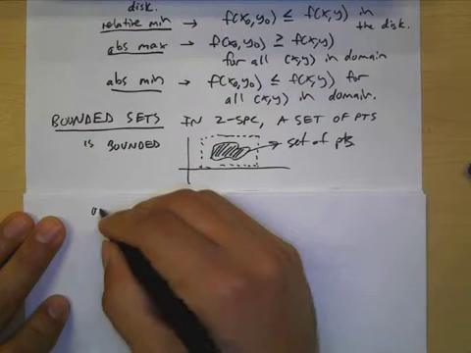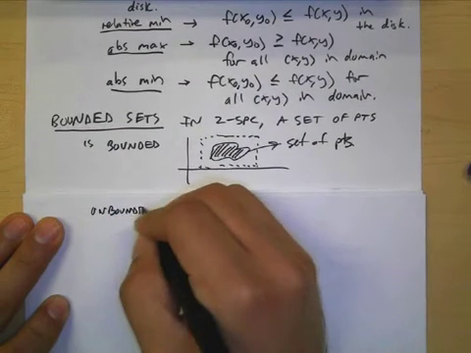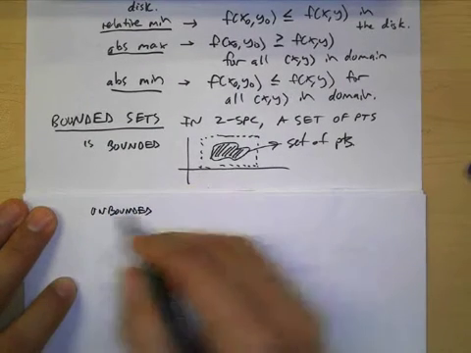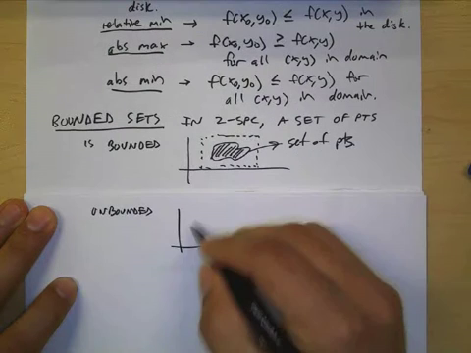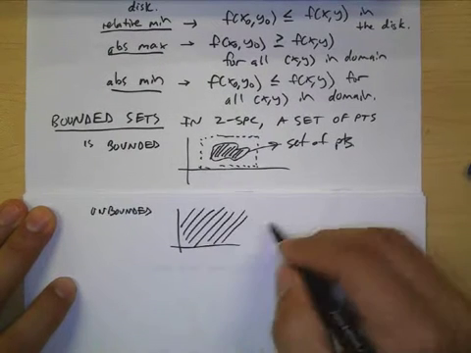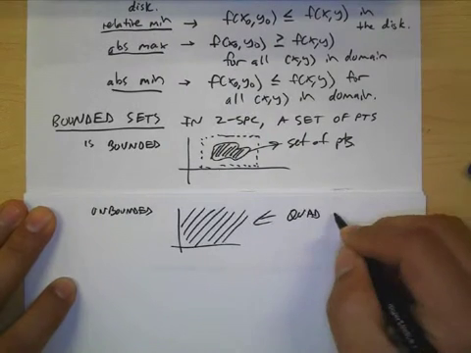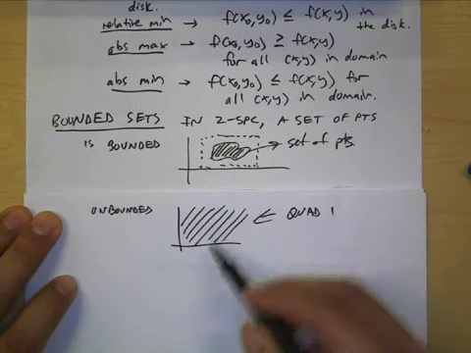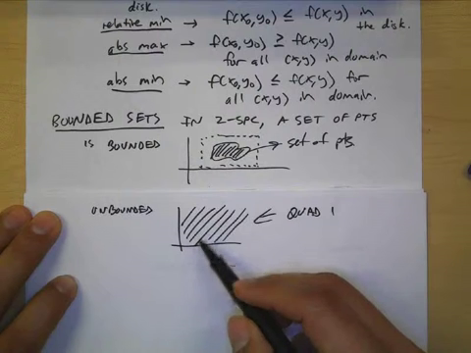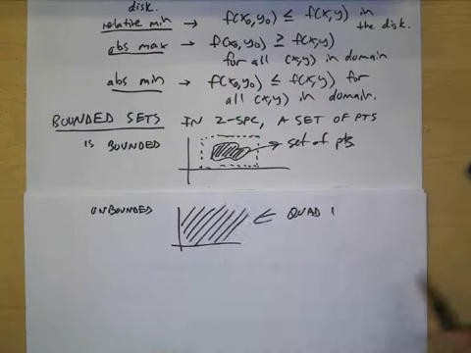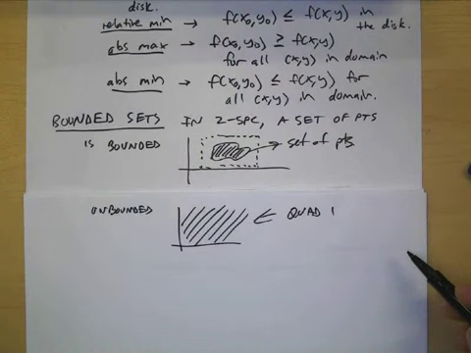Unbounded would be something like, say, all the points in quadrant 1. Because there is no rectangle that we could enclose all of the points in here, obviously, because we extend infinitely up and to the right. So this is what we'd consider an unbounded set. Okay, and the same holds in 3 dimensions.